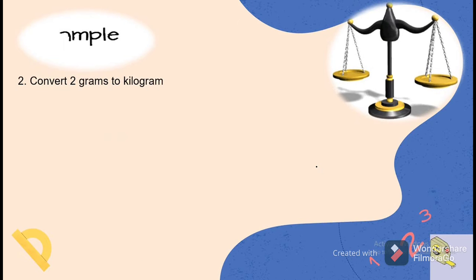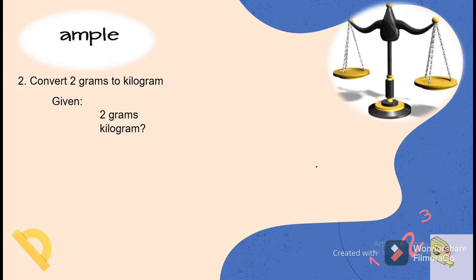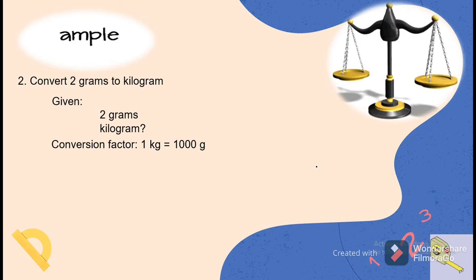For example number 2, convert 2 grams to kilograms. First, write the given. We have 2 grams and we need to find the equivalent of 2 grams in kilograms. Next, identify the conversion factor. So we're going to use 1 kilogram is equivalent to 1,000 grams.